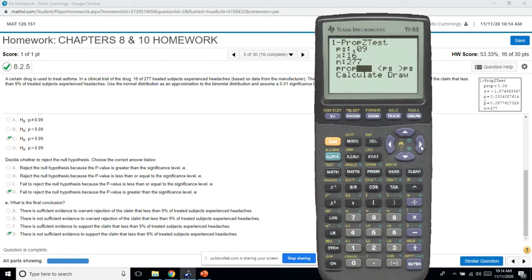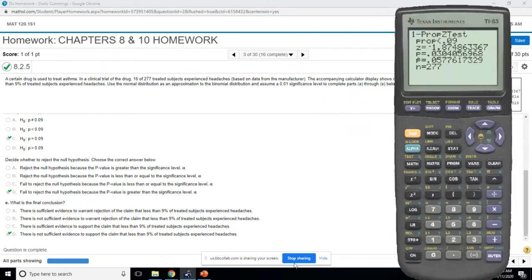My alternative hypothesis is less than, so I'm going to select enter to log that in. I'm going to go down to calculate. And notice our test statistics. We have the z-score, which is negative 1.87. We have P, which is 0.0304. We have our sample population proportion, which is 0.05. And we have N, which is 277. All right, so I'm going to stop the recording.